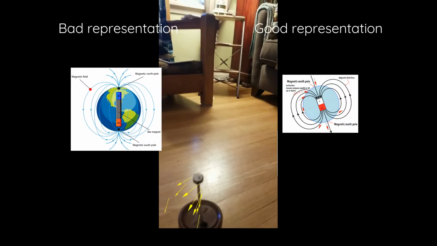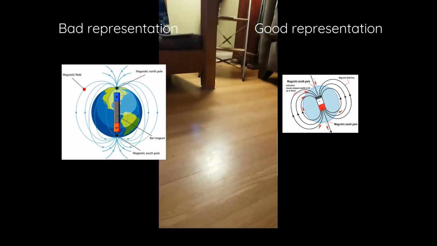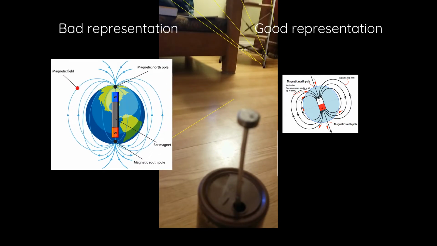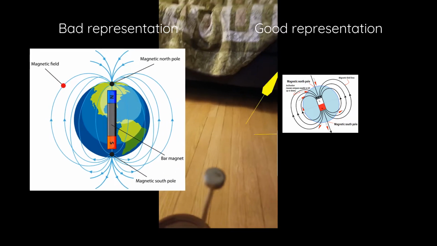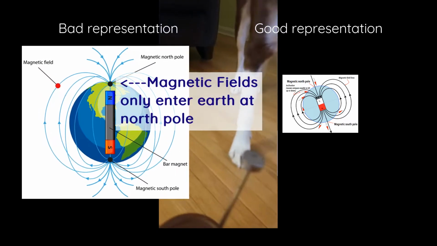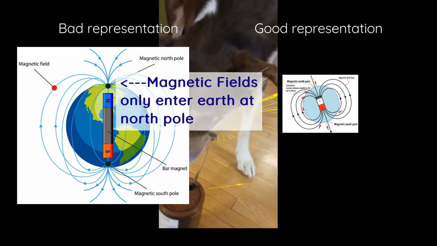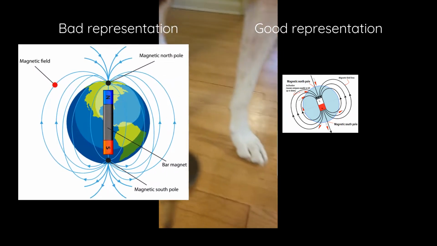So now we can look at the bad representation versus the good representation of Earth's magnetic field. Oftentimes they will have a diagram like this, which shows that all of the magnetic field lines travel exactly north. This is inaccurate because magnetic field lines travel down into the Earth much sooner than the actual North Pole.